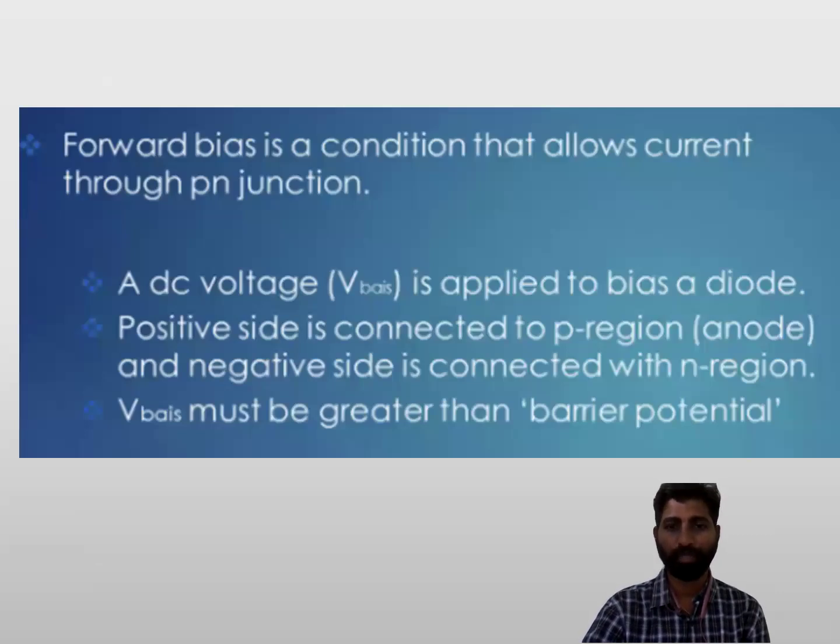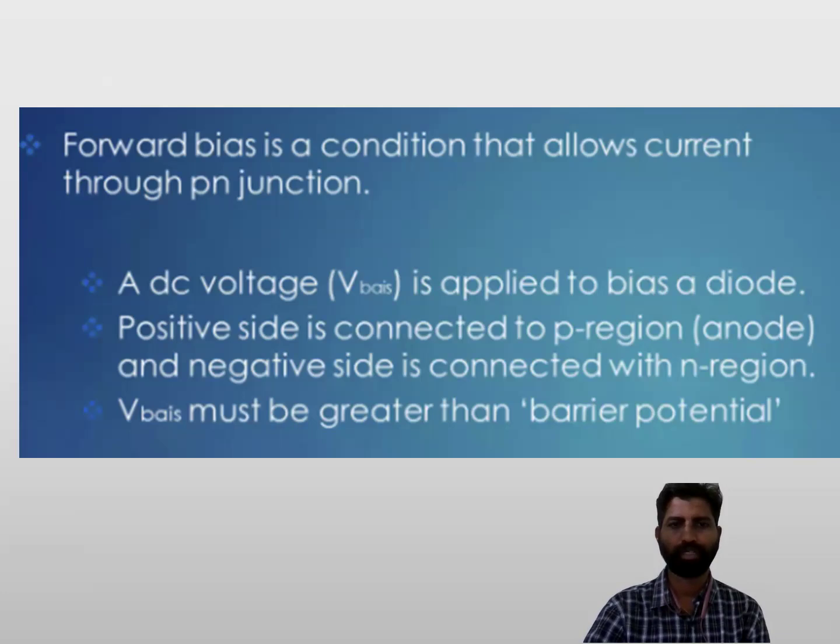V bias must be greater than the barrier potential. So this V bias is acting as an opposition field to the depletion region. So the depletion region equals the barrier potential. Suppose there is a silicon material, a semiconductor of P-type and N-type material, and the barrier potential is 0.7. To get the current through the PN junction, we must apply a V bias greater than the barrier. So that is 0.7 for silicon and 0.3 for germanium.